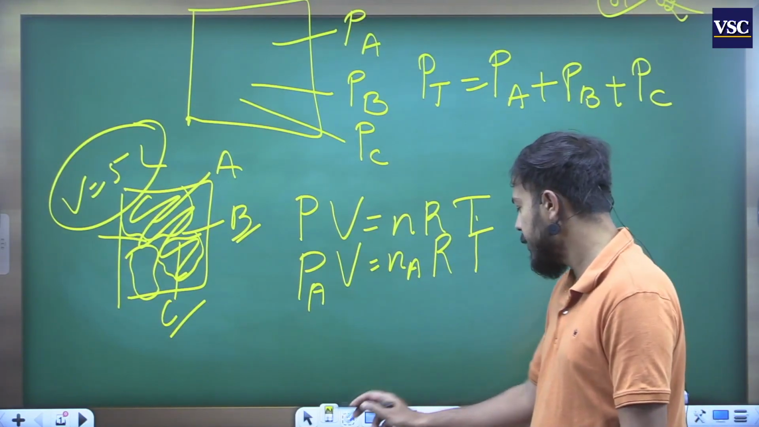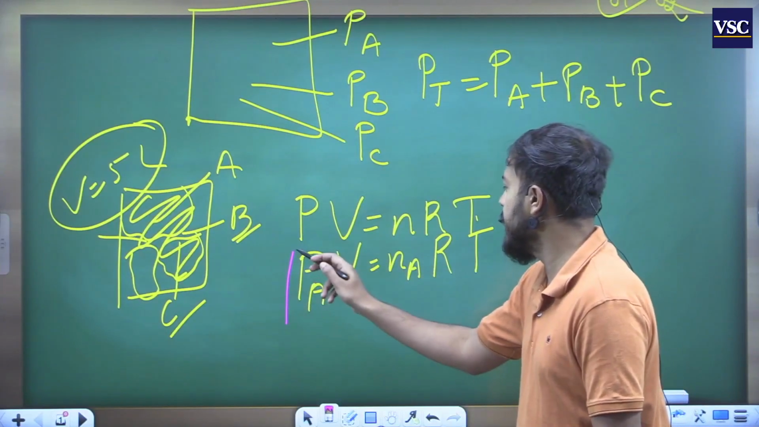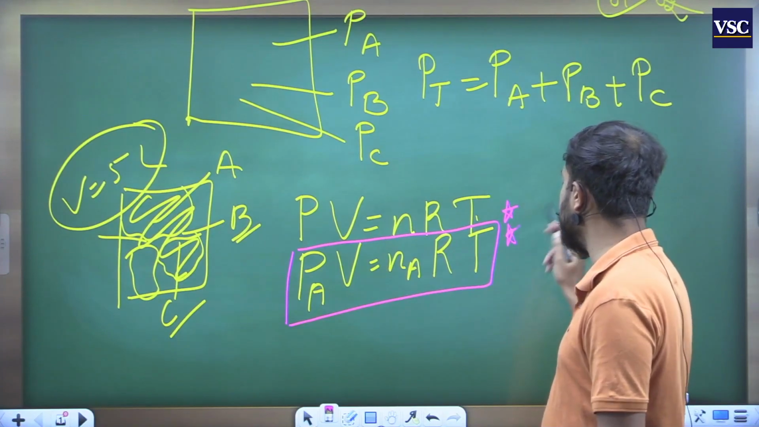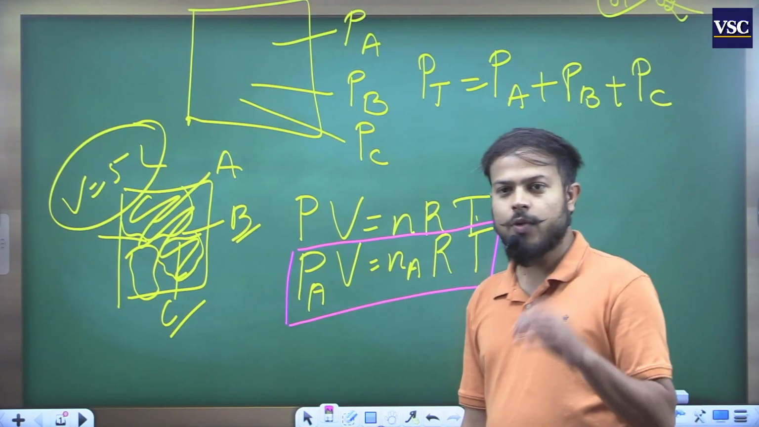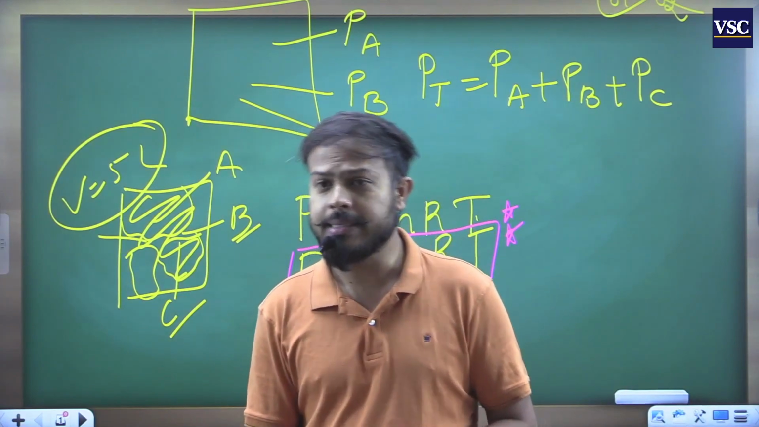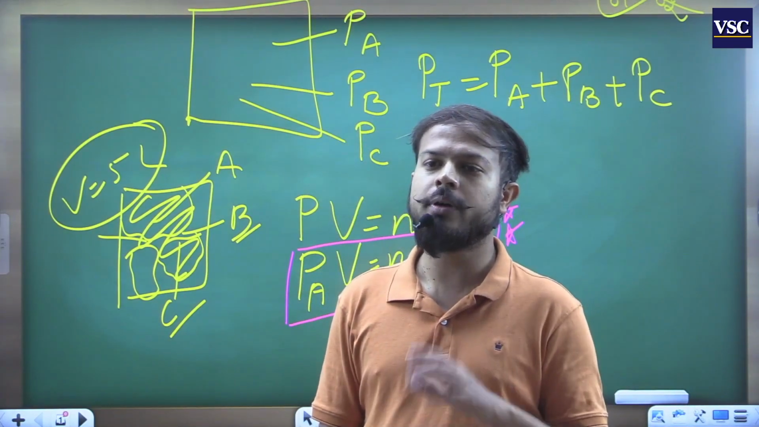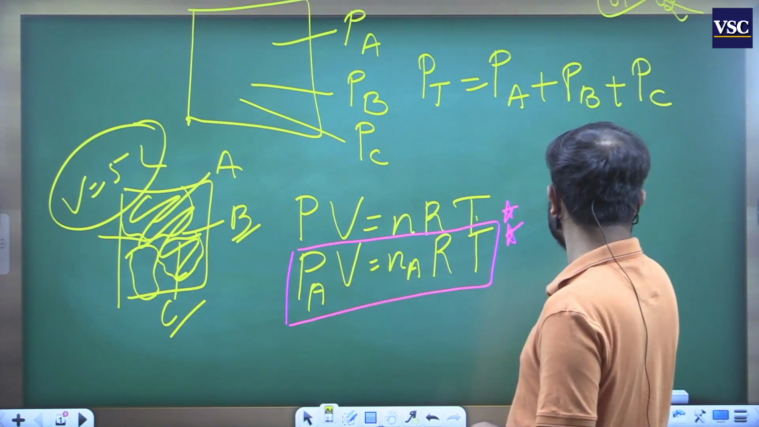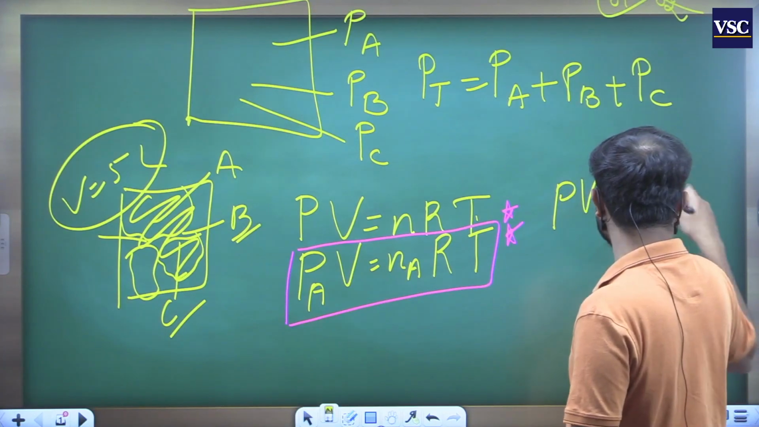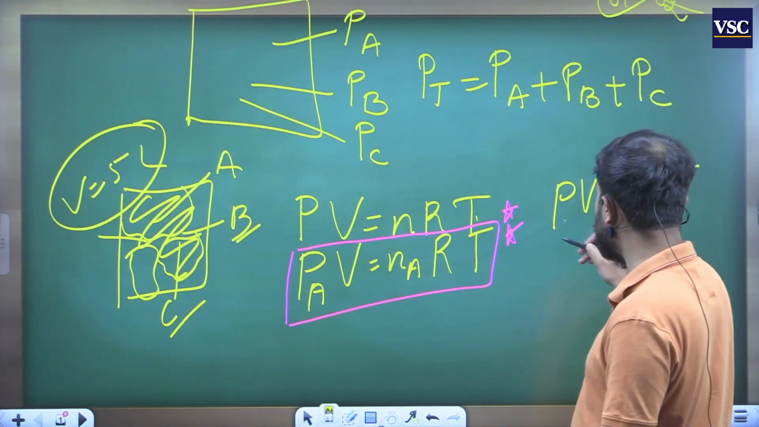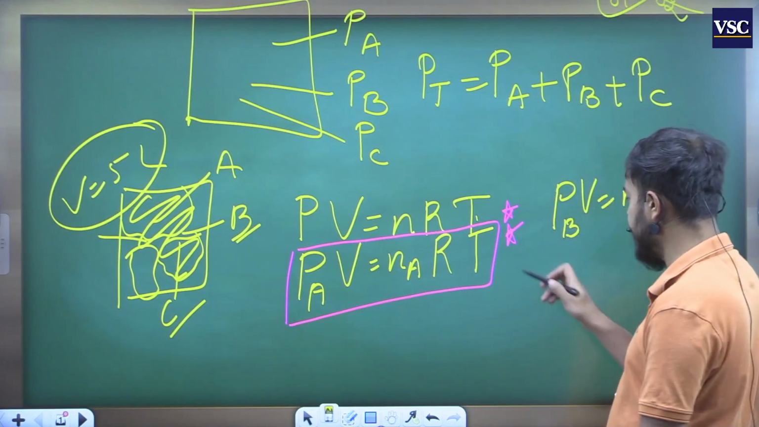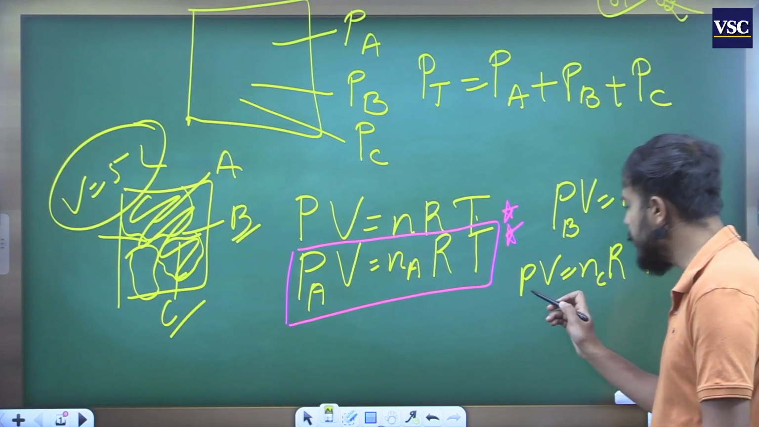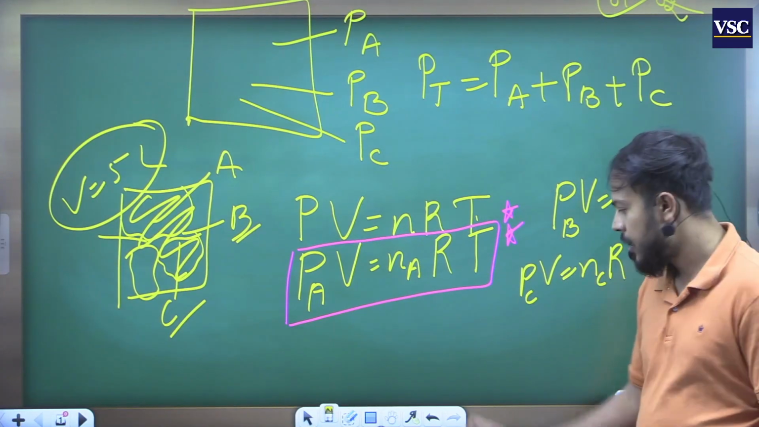So this is the first way to find partial pressure, that is apply PV equal to nRT, and if you want to find the partial pressure of gas A, just use the moles of A. If you write PV equals nRT and use the moles of B, then you'll get the partial pressure of B. And if you use the moles of C, then you'll get the partial pressure of C.